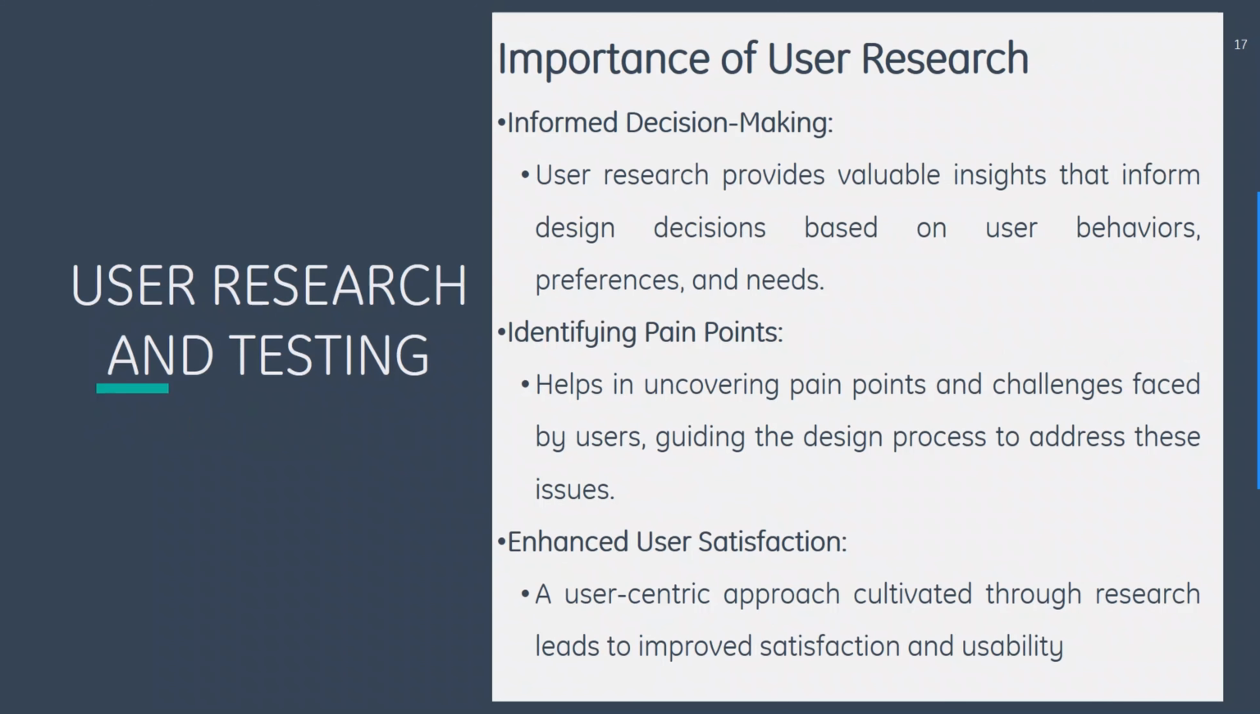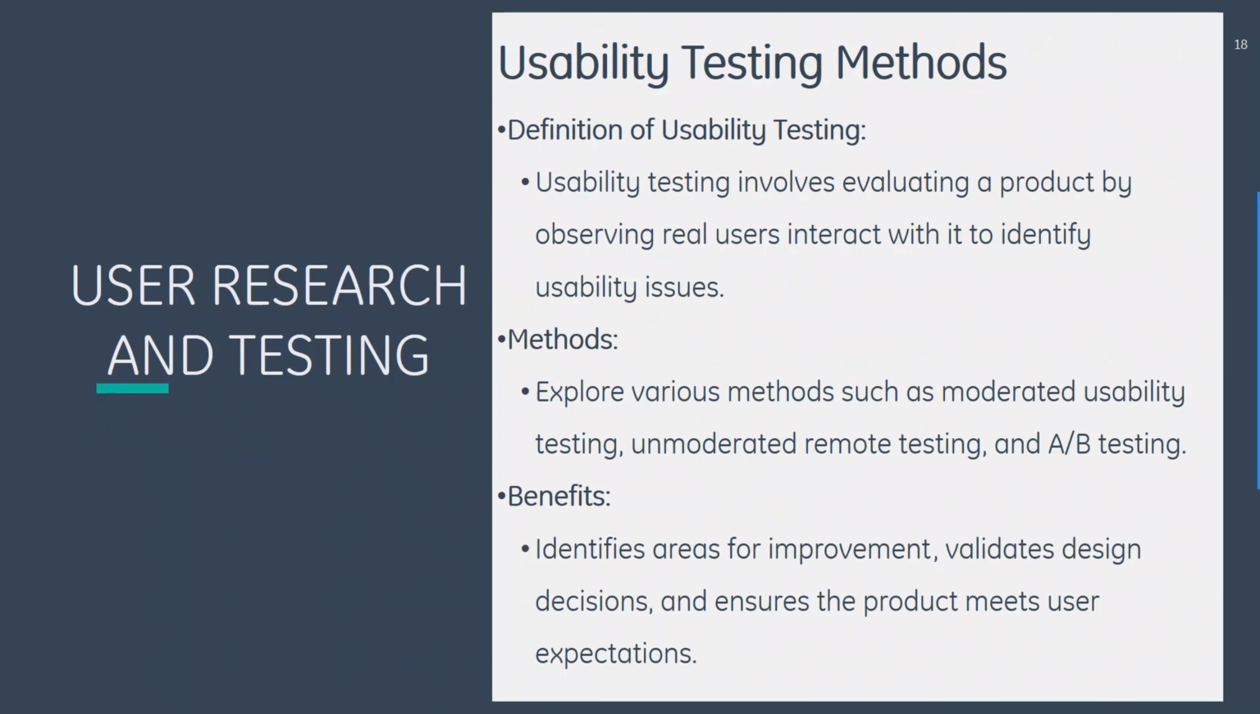Next, we have the importance of user research. Firstly, we have user research and testing. Importance of user research: firstly, informed decision making. User research provides valuable insights that inform design decisions based on user behaviors, preferences, and needs. Then we have identifying pain points: it helps us uncover pain points and challenges faced by users, guiding the design process to address these issues. Then we have enhanced user satisfaction: a user-centric approach cultivated through research leads to improved satisfaction and usability.